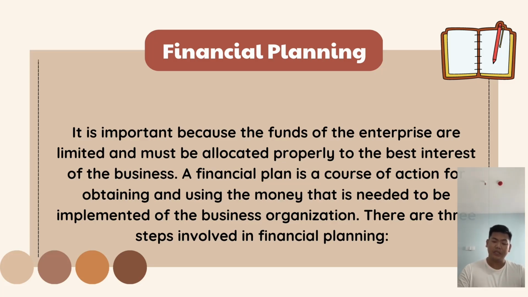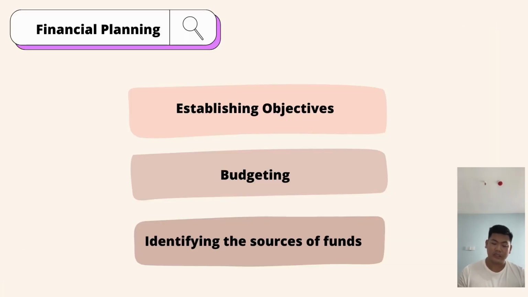And a financial plan is a course of action for obtaining and using money that is needed to be implemented by the business organization. There are 3 steps involved in financial planning. So what are these? Establishing objectives, budgeting, and identifying the sources of funds. So first is establishing objectives.